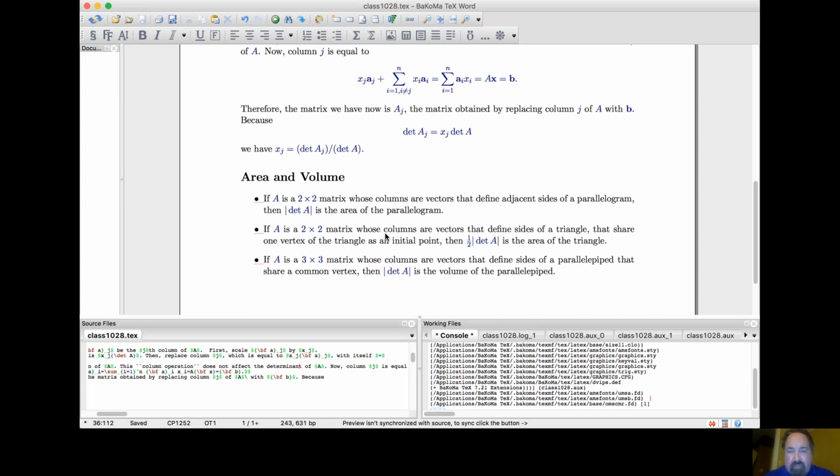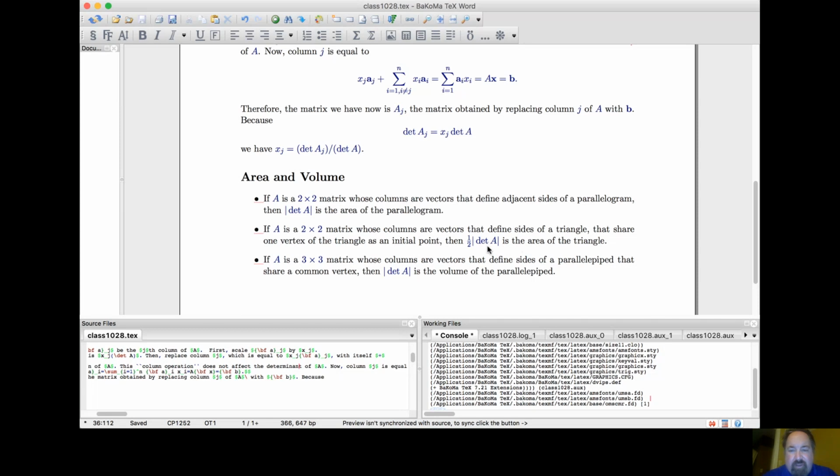So if A is the same kind of matrix, where the columns are vectors that define sides of a triangle that have a common initial point, then 1/2 the absolute value of a determinant is the area of a triangle. You can think of this as a generalization of a familiar area of a triangle being equal to 1/2 of a base times height.